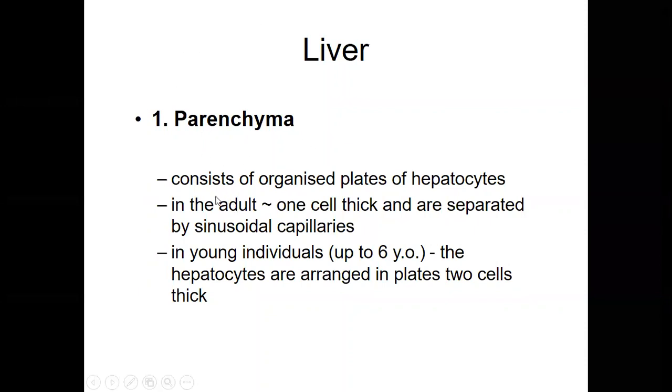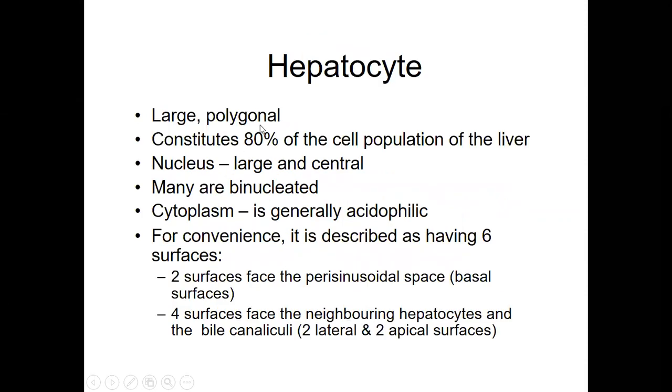The parenchyma consists of organized plates of hepatocytes. In adults, usually we have plates one cell thick, separated by the sinusoids. But for young individuals up to 6 years old, the hepatocytes are arranged in pairs, two cells thick. For adults, one cell thick, but for young individuals up to 6 years old, two cells thick. That is the parenchyma.